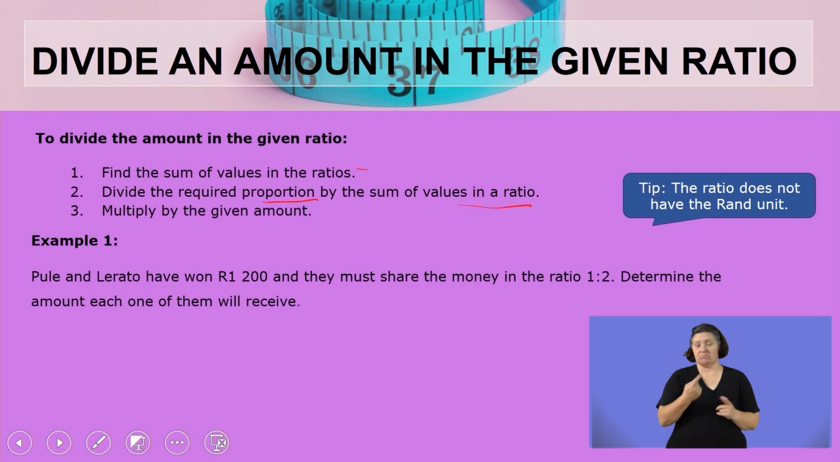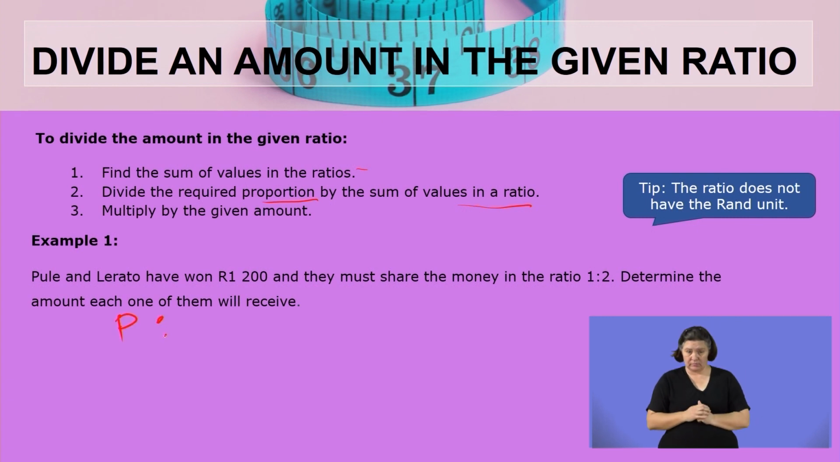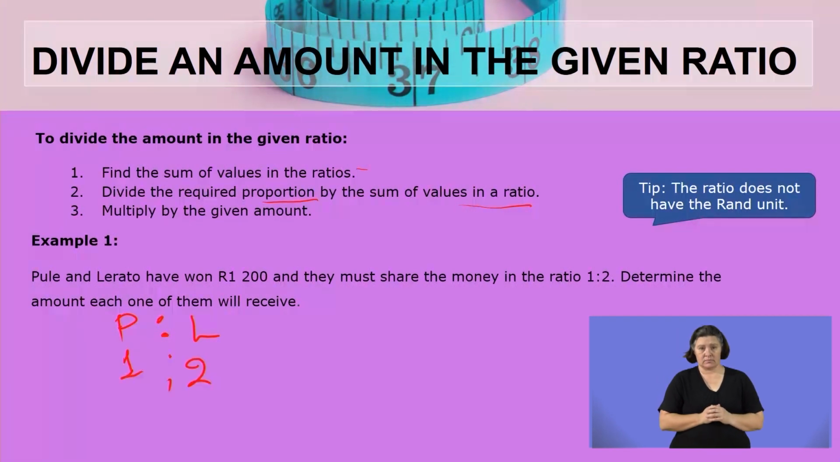So now, let us have a look at the first example. Pule and Lerato have won 1,200, and they want to share the money in the ratio 1:2. Remember, we need to make sure that we know whose proportion is which one. So Pule is to Lerato. Then the proportion we are having is 1:2. So we determine the amount each one of them will receive.